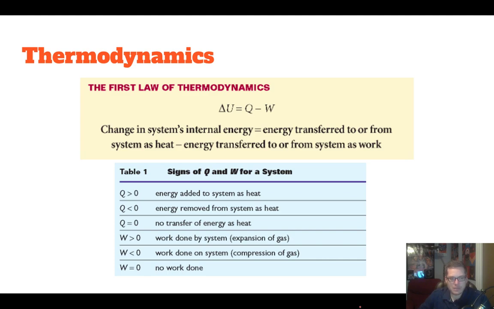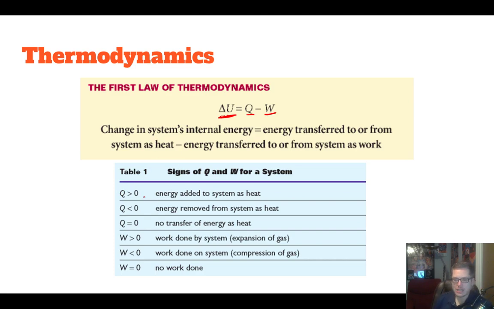The first law of thermodynamics that we're working with here states that the internal energy, or delta U, is equal to Q minus W, or the energy transferred to or from the system as heat minus the energy transferred to or from the system as work. Q minus W.